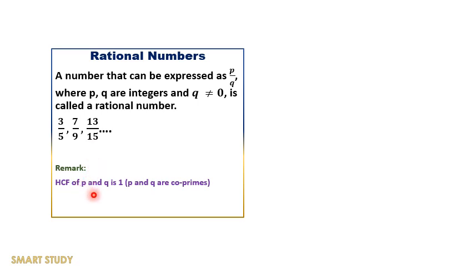So HCF of p and q is 1. So here HCF of 3 and 5 is 1, HCF of 7 and 9 is 1, and HCF of 13 and 15 is 1. So p and q are co-primes. Co-prime means the HCF of two numbers is 1. Those numbers we call as co-primes.